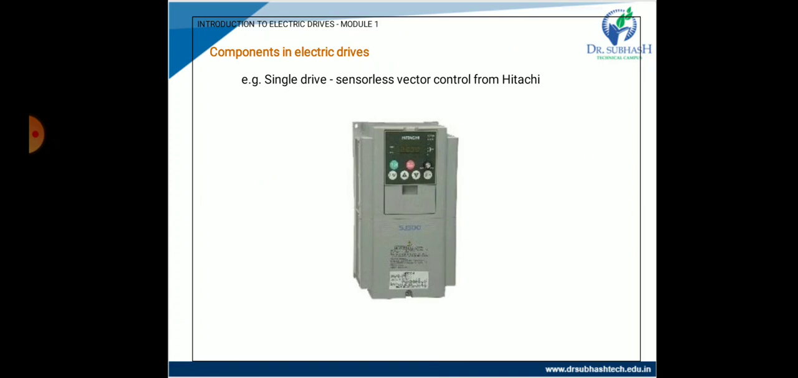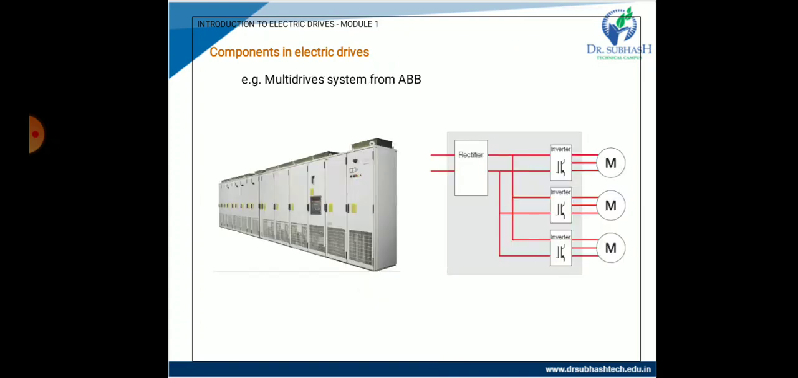And in the next slide, multiple drives from ABB. This is the multi drive system from ABB in Gujarat. ABB is located in Baroda, so we can also apply for a project job in ABB. You can go to the ABB website and apply. So these are the multi drives. The speed of a number of motors can be controlled by these multi drives.